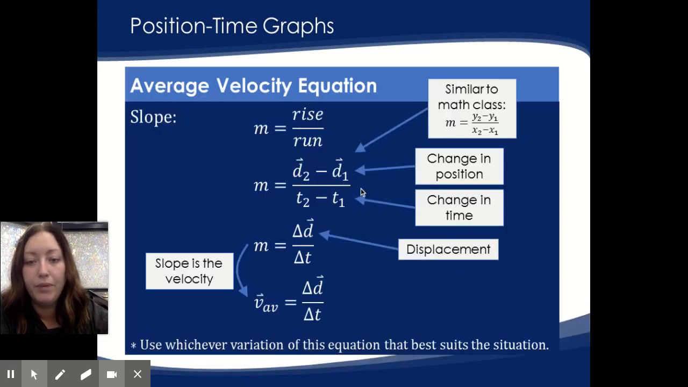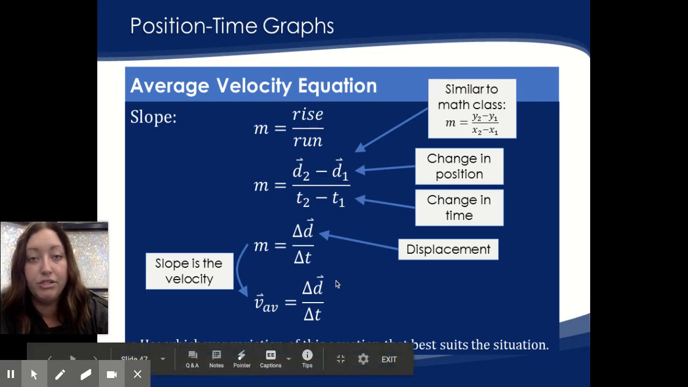Okay, so again, with your math classes, you guys did rise over run. You use this formula in math, probably like y2 minus y1 over x2 minus x1. It's the same thing for physics. You're just using different variables to describe that information. So you're going to have your distance 2 minus your distance 1, so your position, okay, because it has a little vector hat. So your final position minus your initial position over your final time minus your initial time. So very plainly put, it's just your change in position divided by your change in time.